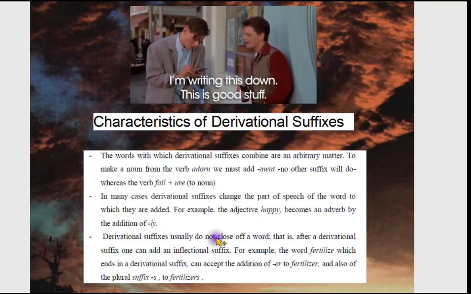And they do not close off a word. Derivational suffixes can be piled up. We have the word fertilize. It already ends in a derivational suffix. And we can add another one, fertilizer. Same thing with the plurals, fertilizers. You see, we already had the ER, and now we add another one, fertilizers. So that's the main characteristic of the derivational suffixes.